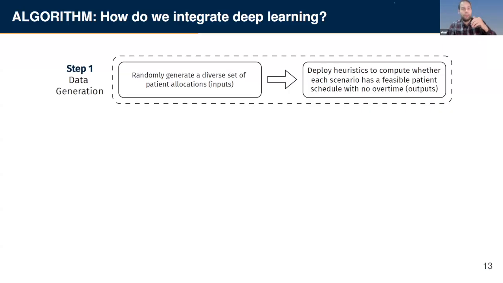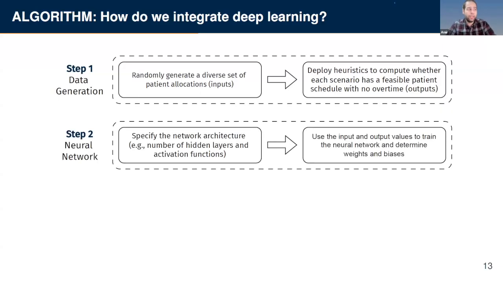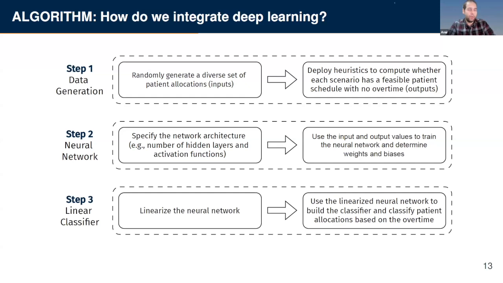And for the output, we utilize heuristics in order to compute whether those patient allocations are associated with a feasible solution with no overtime, and also whether they respect the limited availability of beds and nurses. So once we have the input and output variables, we specify the architecture of the neural network, and we train the neural network afterward in order to obtain the weights that we could utilize in the mathematical model.